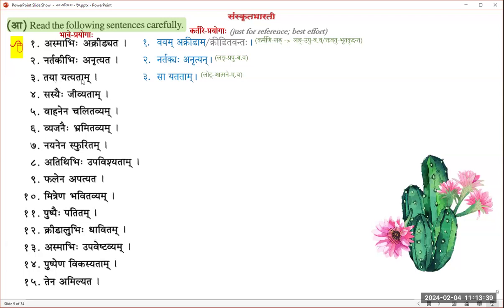So tayayatyatam, sa yatatam. Tasasyaihi jivyatam. Sasyaha jivantu. Lot bhave. To lot parasmai. Here I have shown the transition. Actually, maybe I should have shown it for the above, like the first one I showed. Maybe here also I should talk about it. Anyway, vahanena chalitavyam. By the vehicle, it should be moved.